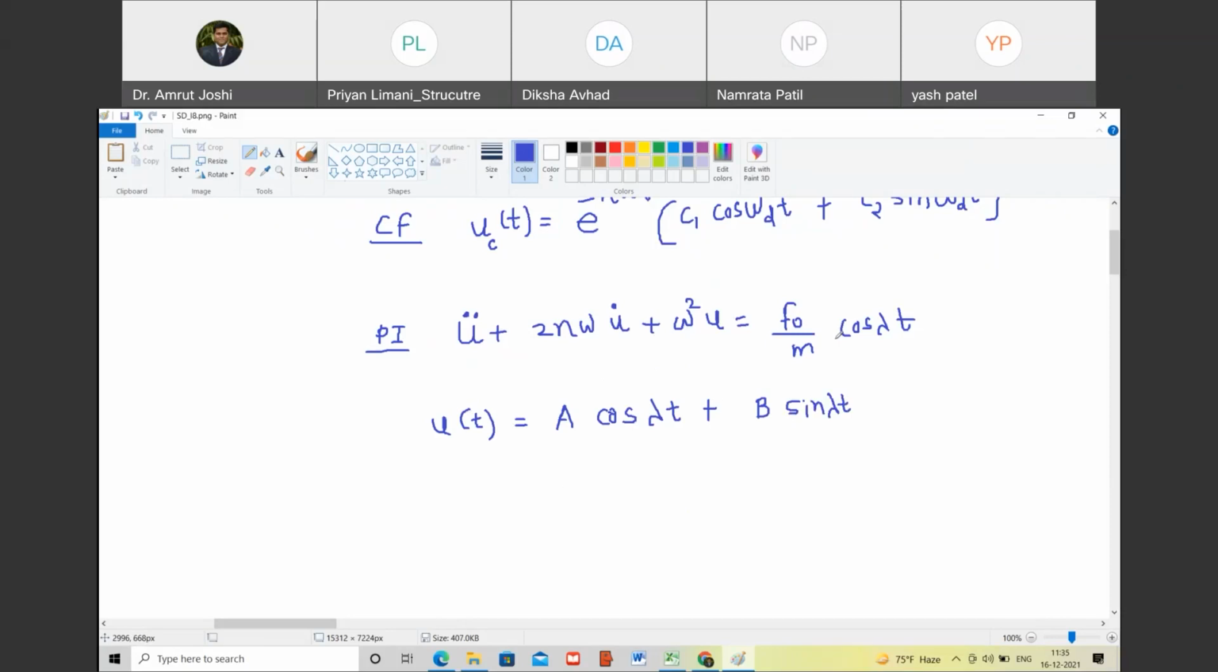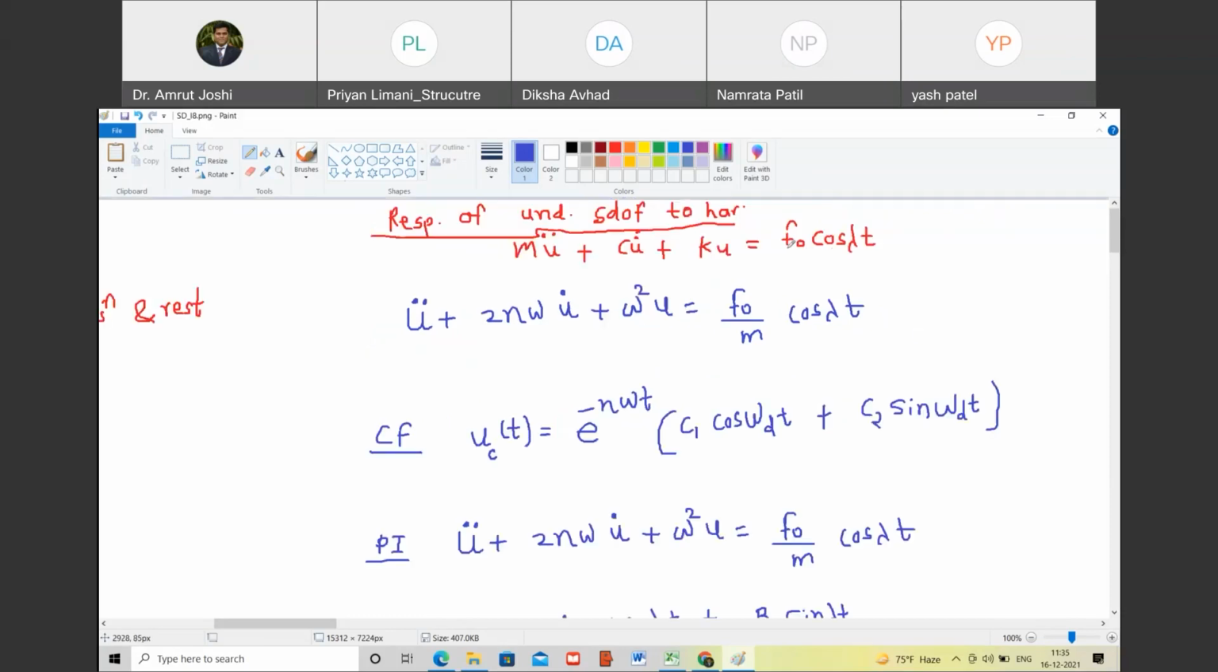I will add that to the CF and I will get the response of the undamped single degree of freedom system to harmonic excitation. So what do I do? माइंड यू ये जो मैं f0 cos lambda t के लिए कर रहा हूँ, the same thing can be done for f0 sin lambda t. Same steps are to be followed. You are encouraged to do so on your own.